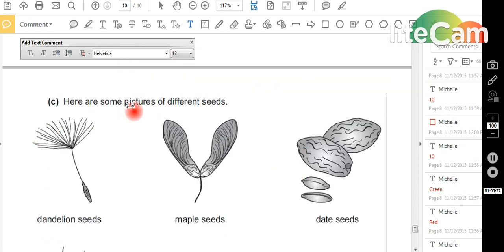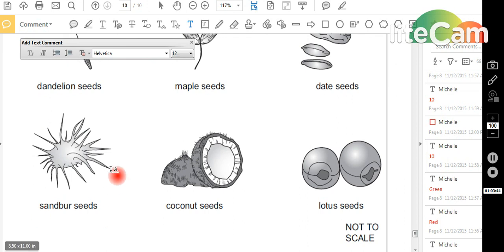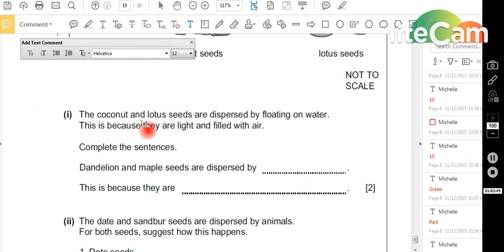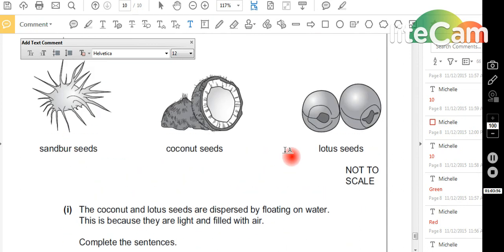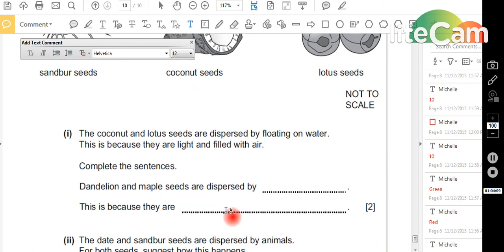Okay, here are some pictures of different seeds. Here's a dandelion, then there's maple seeds, date seeds, sandburr seeds, coconut, and lotus. The coconut and the lotus seeds are dispersed by floating on water. This is because they are light and they're filled with air. Basically it's the outer one with the stuff in it, and inside they've got a lot of air so they can float on the water. That's their adaptation to float on water and to be dispersed.